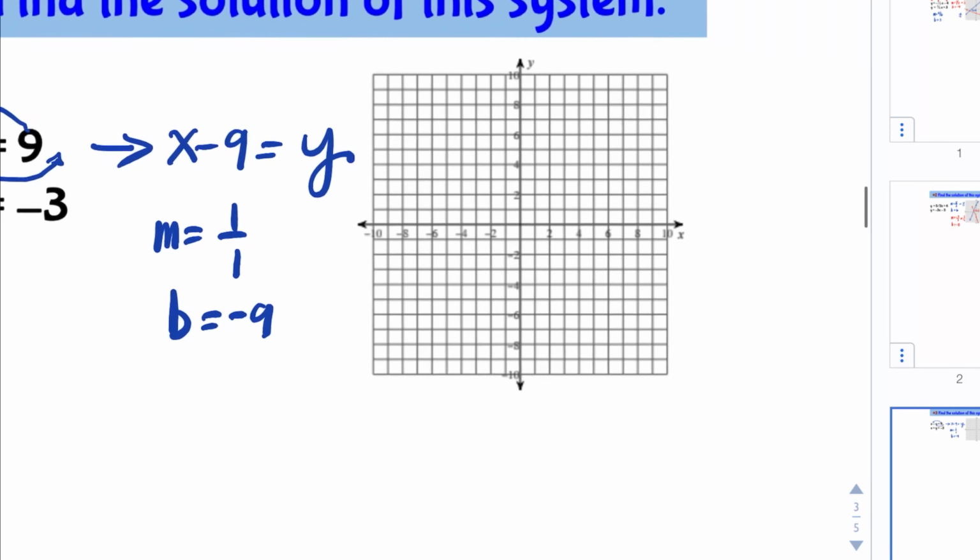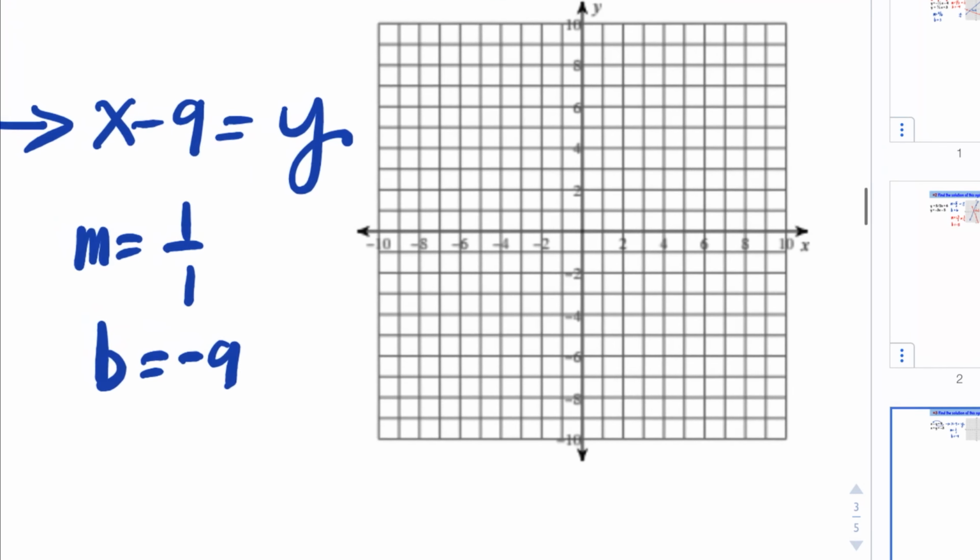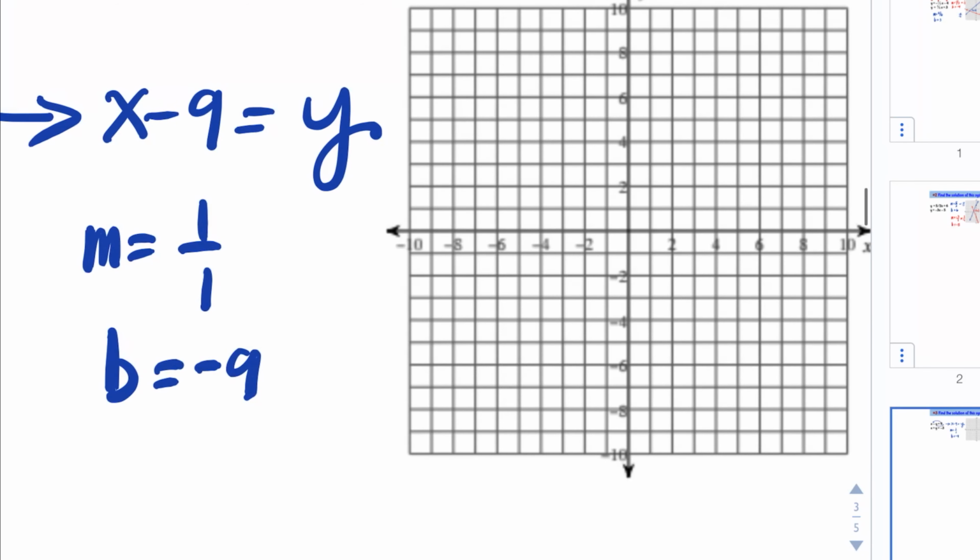So now we're ready to graph the first equation. We have y-intercept of negative 9, and the slope is positive 1 over 1. So we have 1 up, 1 to the right, 1 up, 1 to the right, and so on. So the graph will look like this. It's an increasing graph.